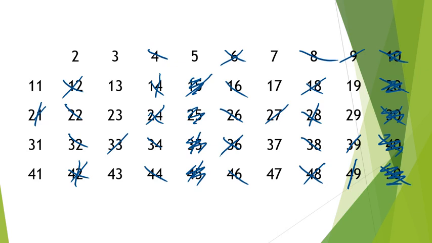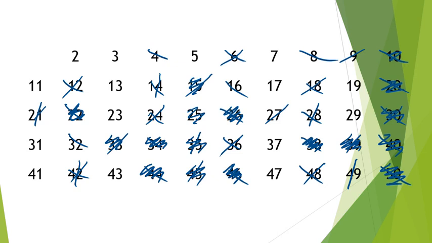Next number up, 11, as we know, is a prime. So we'd cross out 22, 33, 44. Multiples of 13: 26, 39, and 52 is outside of our scope. Multiples of 17 are 34, and next up is 51. Multiples of 19: 38. Then 23 and 46, and then 29, 31, 37, 41, 43, and 47.